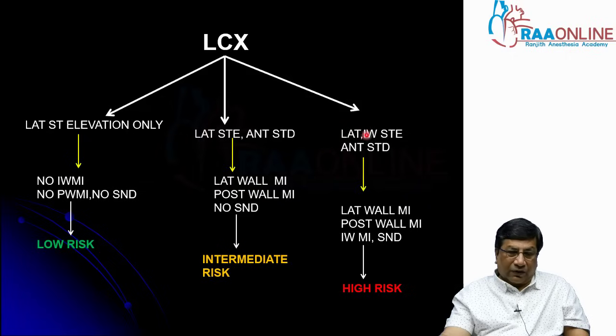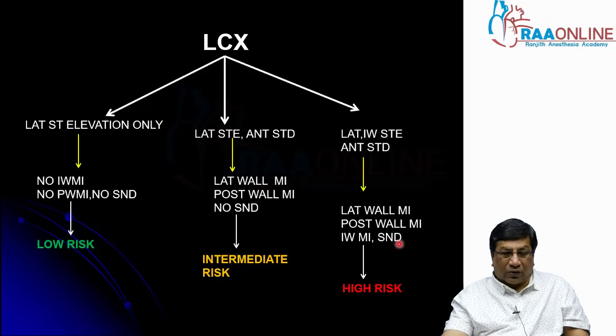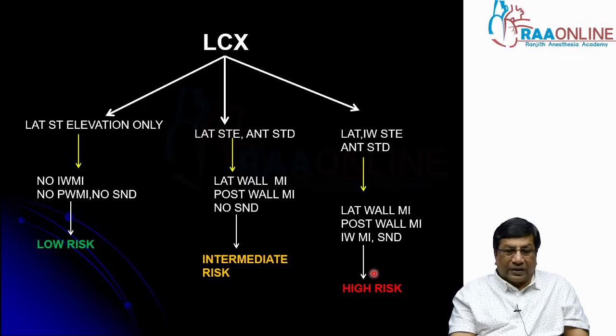Whereas a lateral wall infarction, in addition to anterior ST segment depression, which is also the posterior wall infarction, and he has got the sinus node disease as well as inferior wall infarction, that means it's a very high risk circumflex infarction, because inferior wall, entire lateral wall, posterior wall are involved. In addition to that, the circumflex is likely to be a proximal occlusion because there is a sinus node disease, a very high risk circumflex infarct. So in this way, you can risk stratify a patient with circumflex infarct.